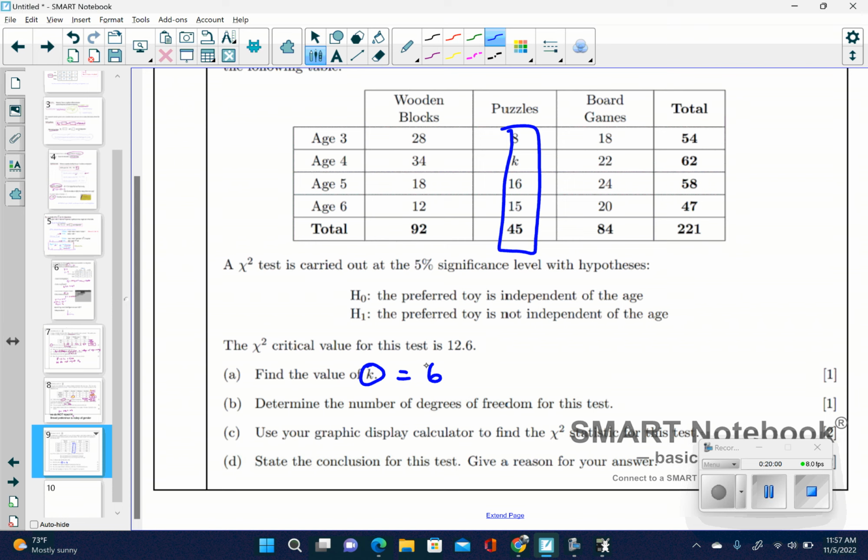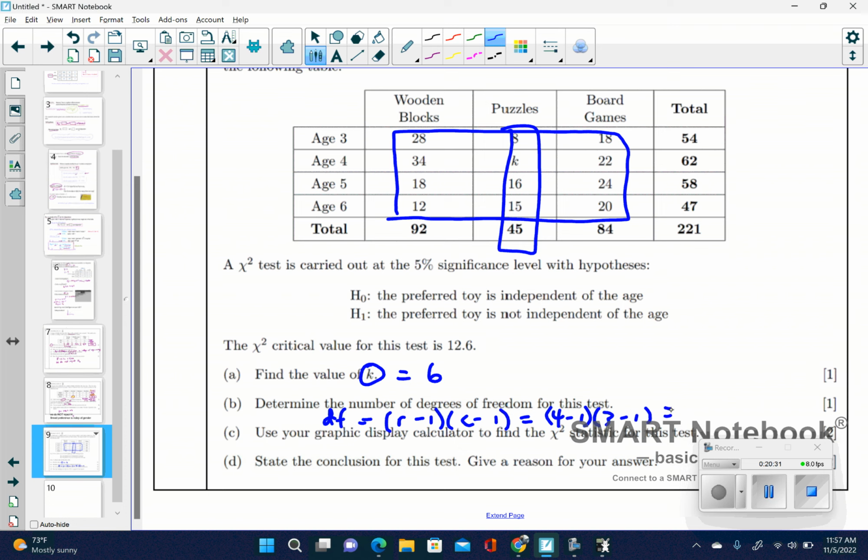The degrees of freedom, you can let the calculator do this for you by plugging in this matrix right here. Or you can remember that rows minus 1 times columns minus 1 is equal to the degrees of freedom. So if we look over here, there are 4 rows. So we could do 4 minus 1 times the number of columns is 3, so 3 minus 1, and that gives us 6. So our degrees of freedom is equal to 6.